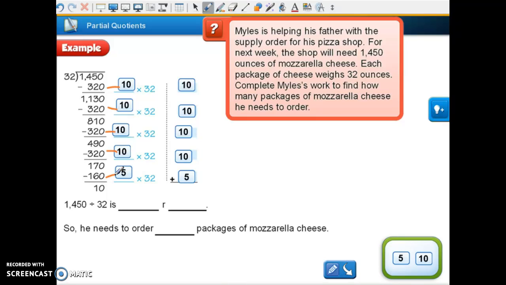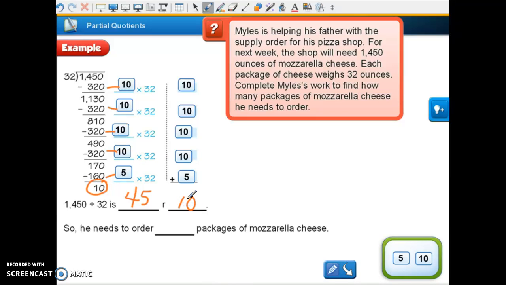So, now let's add our partial quotient. 10 plus 10 plus 10 plus 10. 4 tens is 40, and a 5. 45. Now we ended up with a 10 down here. Can we divide that evenly among 32 groups? No, so that's our remainder.